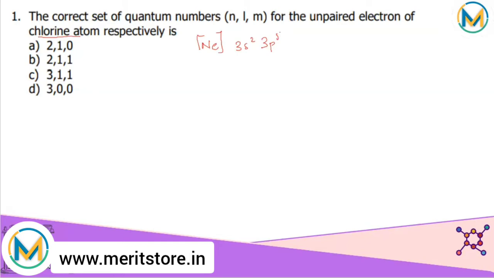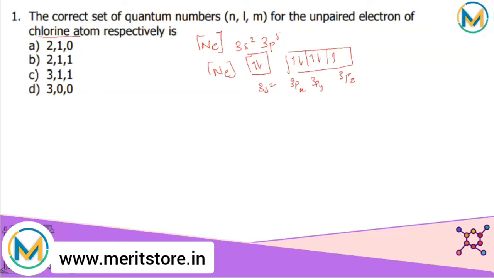I can write the box structure, that is this neon with 3s2, 2 electrons, and 3p5, 1, 2, 3, 4 and 5. So for the unpaired electron, so now if I put the orbital's name, it is 3px, 3py and 3pz.